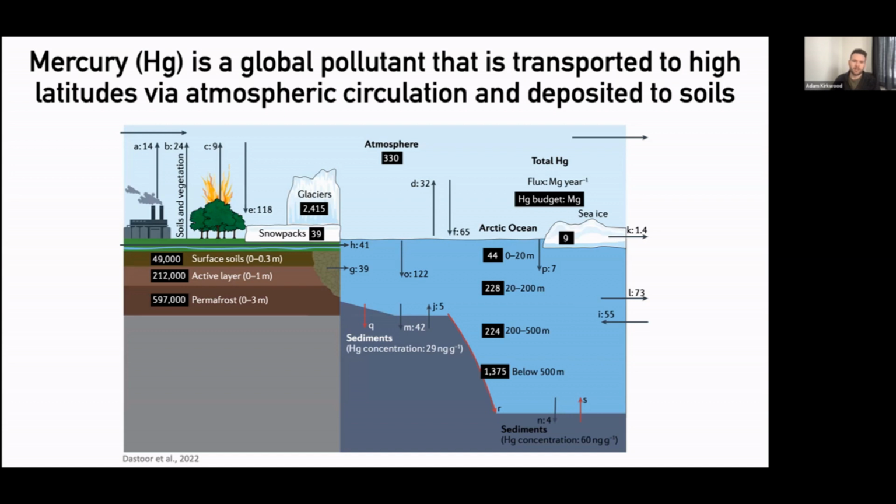Anthropogenically, it comes from things like cement production, coal burning, and gold smelting, but it also comes from natural sources, which is why we find it in deeper layers of the soil that have been immune from anthropogenic emissions. So it comes from things like volcanoes or forest fires. And because of atmospheric circulation, very commonly it ends up in the north.